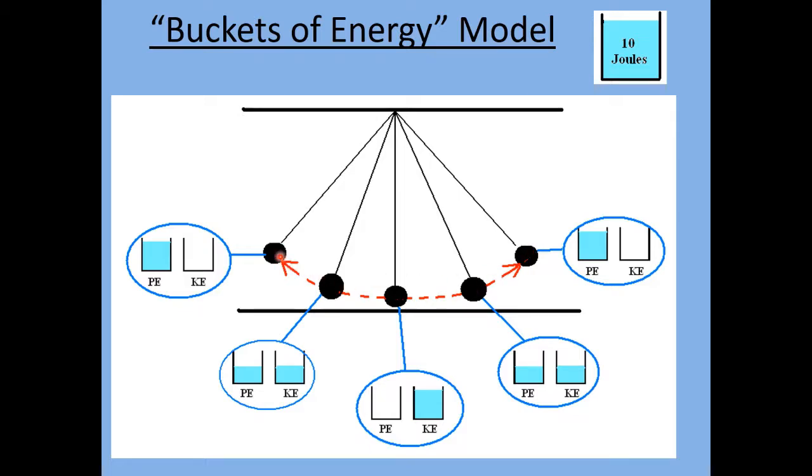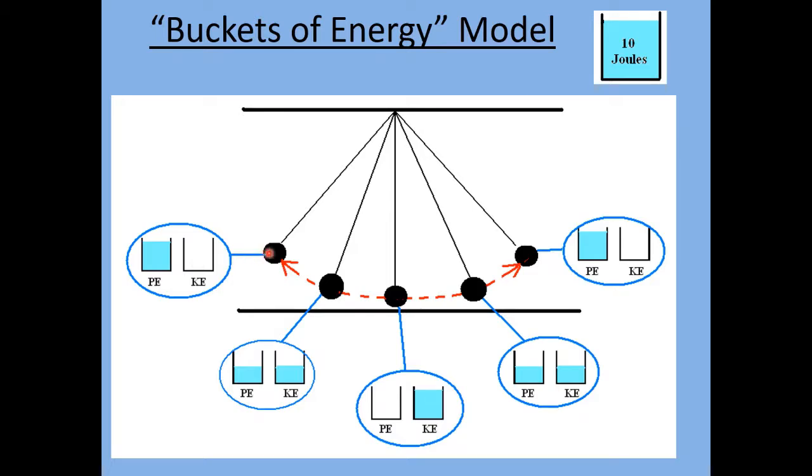So when this pendulum first starts, it's not moving, it's at rest. But it has a height off of the ground here, so it has potential energy. So we can think of the potential energy bucket here as filled with energy, okay? And let's say, just to put some numbers here, let's say we start with 10 joules of energy in this pendulum. Our kinetic energy bucket here is empty. In other words, there's no energy in this compartment here.